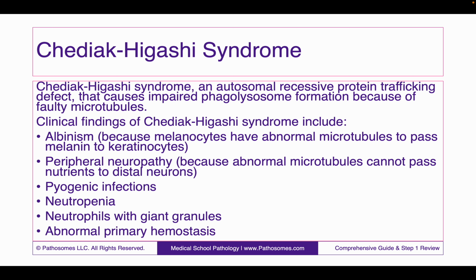Clinical findings of Chediak-Higashi syndrome include albinism, because melanocytes have abnormal microtubules to pass melanin to keratinocytes. Peripheral neuropathy, because the abnormal microtubules cannot pass nutrients to distal neurons. Pyogenic infections, neutropenia, neutrophils with giant granules under the microscope, you'll be able to see that, and abnormal primary hemostasis.